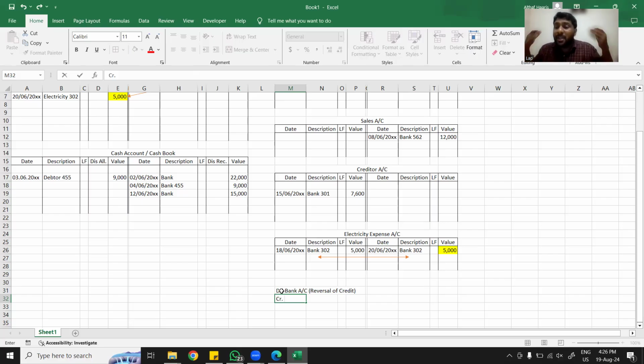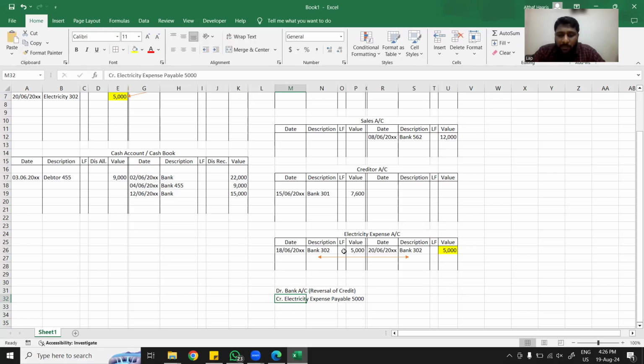That 5,000 I have to pay to the electricity board. So a liability is what gets created there. Then the correct transaction, people: electricity expense payable 5,000. Electricity expense payable 5,000.